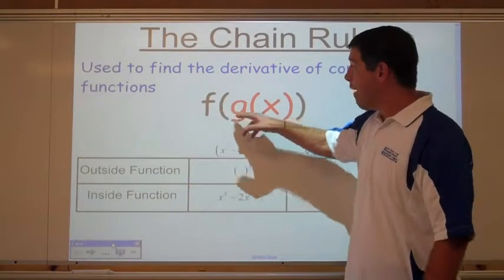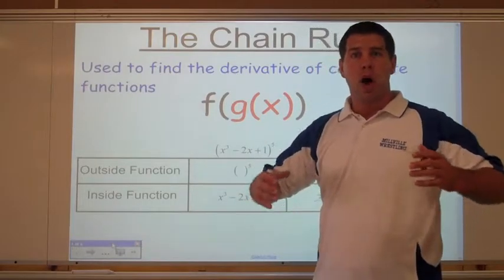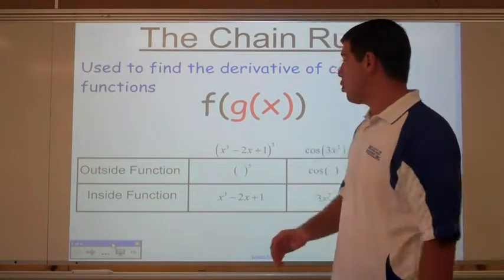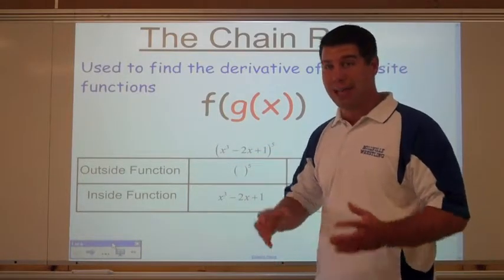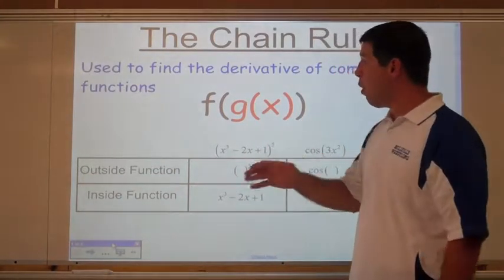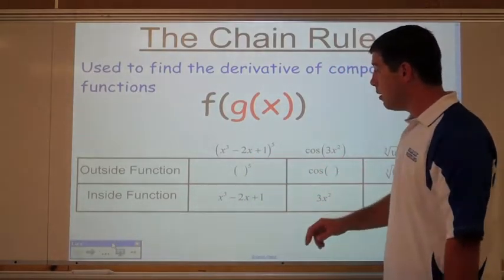Let's take a look up here. We have f of x, this black function, the outside function, our main function. That's what we're starting with, our main overall controlling function. But inside of f of x, there's a different function, g of x, that's inside that function. It's been composed into that function. So I got three examples here.